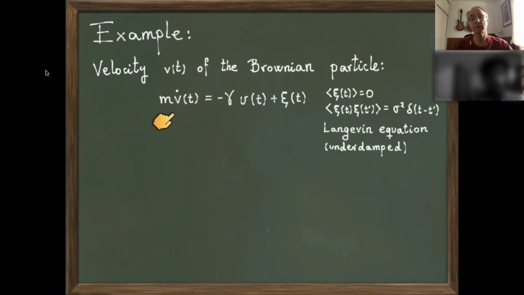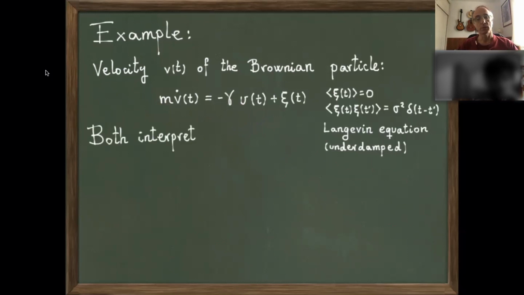If the mass is very small or gamma is very big, then this v goes to the white noise, because essentially if m is very small, v is equal to the noise divided by gamma. We will see this later on. This equation has no problem of interpretation because the noise is additive, so the two interpretations are equal. So we can use any of those.